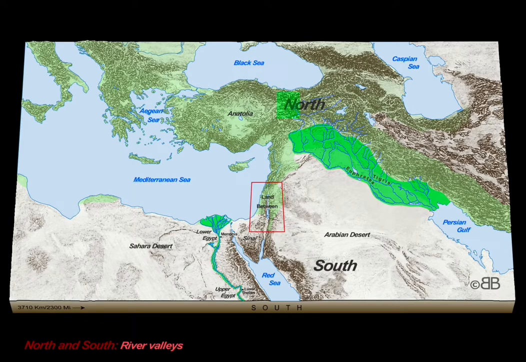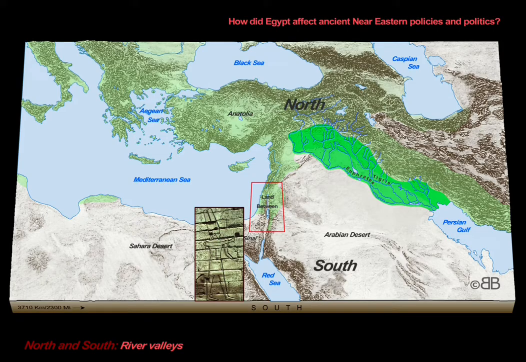And nothing, in either north or south, compares to Egypt's empires which began along the banks of the Nile, strong, rich, and secure within their inhospitable surroundings. So how did Egypt affect ancient Near Eastern policies and politics?